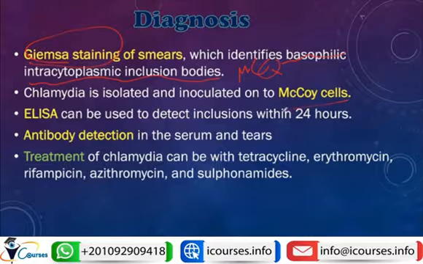Also, as we said, it can be cultured on the McCoy cells. ELISA can also be used for detection of the inclusion bodies, and for antibody detection in the serum and the tears, antibody against the chlamydia. The treatment can be initiated by tetracycline, erythromycin, rifampicin, azithromycin, and sulfonamide. So erythromycin and azithromycin are now the treatment of choice.